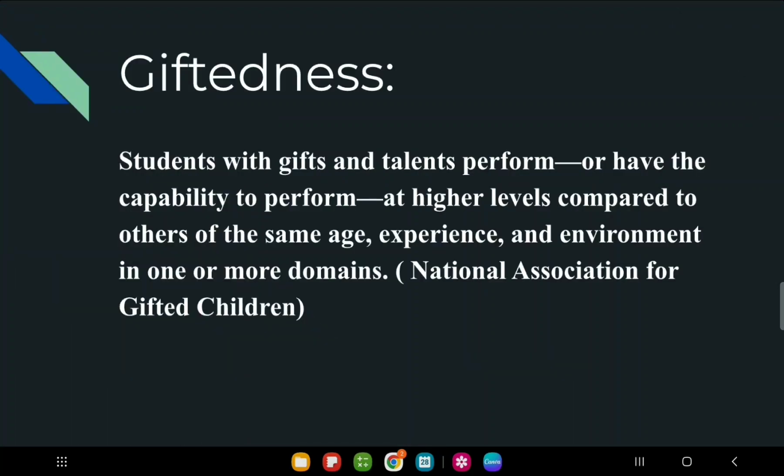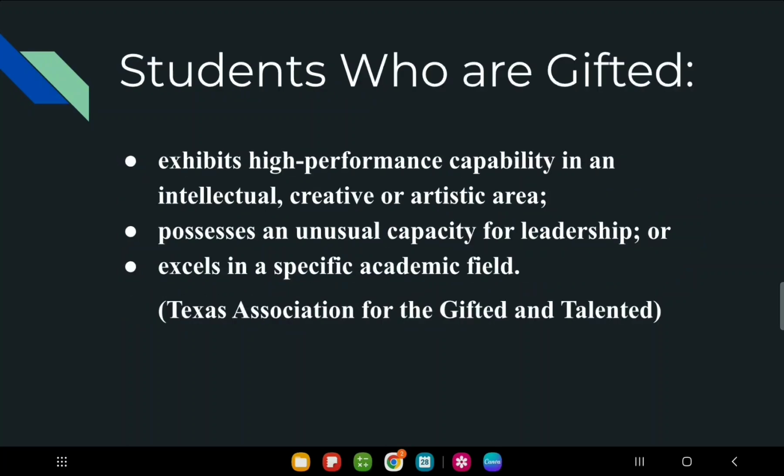According to the National Association for Gifted Children, students with gifts and talents who perform or have the capability to perform at a higher level compared to others of the same age, experience, and environment, in one or more domains is giftedness. Students who are gifted exhibit high performance capability in the intellectual, creative, or artistic area. They possess an unusual capacity for leadership or excel in a specific academic field, according to the Texas Association for the Gifted and Talented.